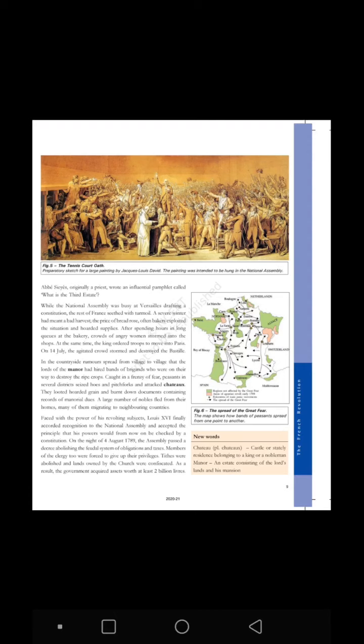After spending hours in long queues at the bakery, crowds of angry women stormed into the shops. At the same time, the king ordered troops to move into Paris. On 14 July, the agitated crowd stormed and destroyed the Bastille. In the countryside, rumors spread from village to village that the lords of the manor had hired bands of brigands who were on their way to destroy the ripe crops.